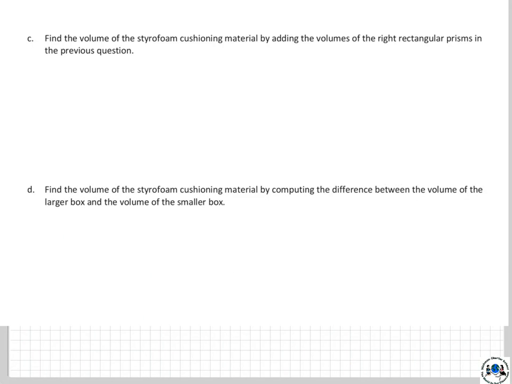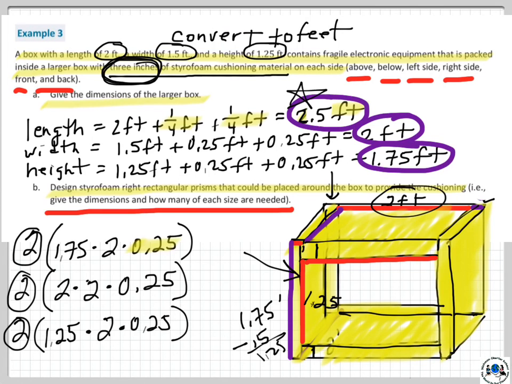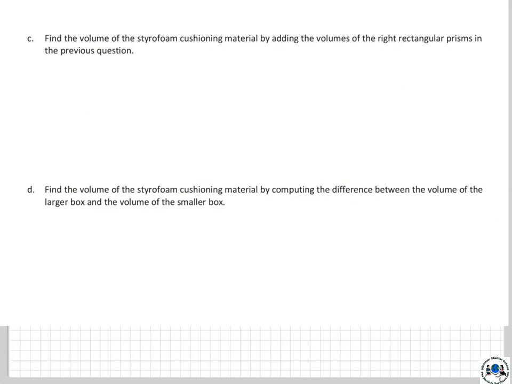Okay, so the next problem here says find the volume of that cushioning material by adding the volumes of the right rectangular prisms in the previous question. Okay, so all of these right rectangular prisms that I created here, all of those, and there are 6 pieces total, I want to go ahead and figure out what the total volume is of all of those, okay? So let's go ahead and do those calculations, all right?